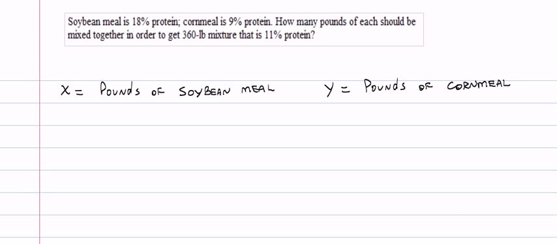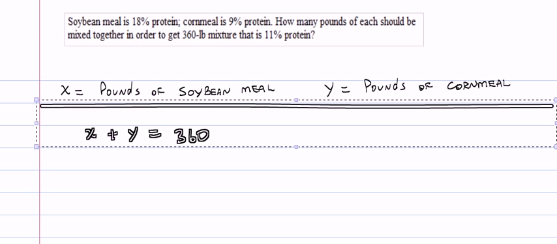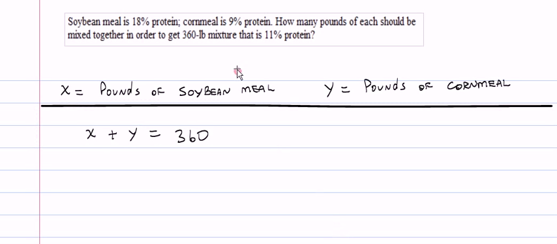And now we try to figure out, well, what do we know? We want to write an equation, in fact, two equations using X and Y. Well, one of the things we know is that when you add the number of pounds of soybean to the number of pounds of cornmeal, you're going to get a 360-pound mixture. So that's one equation, X plus Y is equal to 360. Now that one wasn't too bad. The next one's a little more complicated.